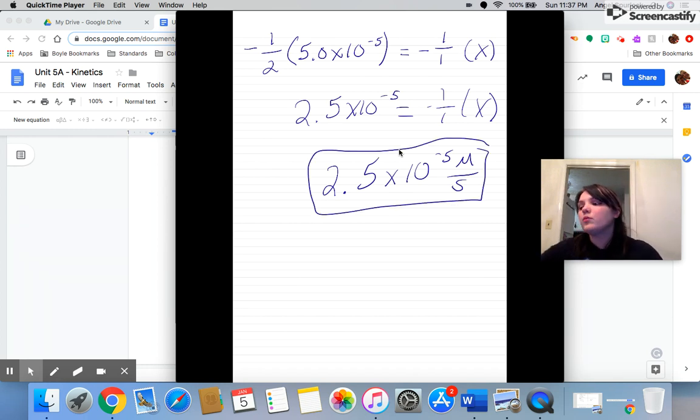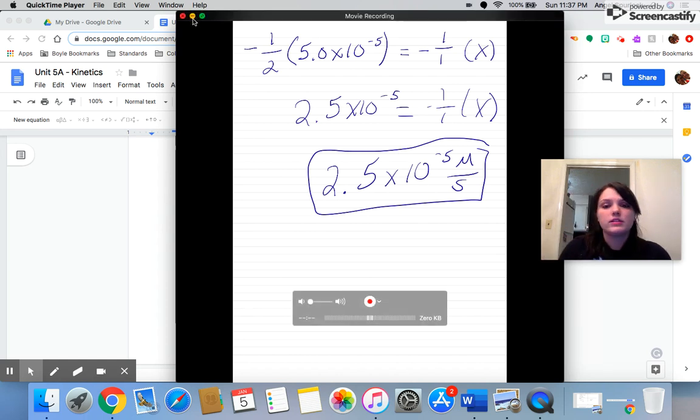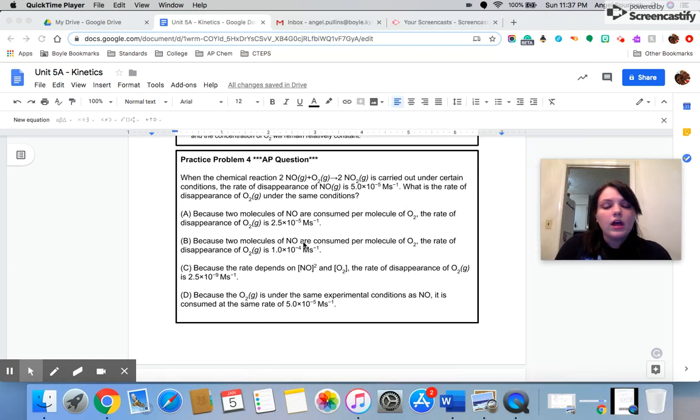Okay, so now that we know that, we can go and see what our answer should be. I can see immediately that the only answer choice that contains the math that we just came up with is A. A is the only one that says the rate of disappearance of oxygen should be 2.5 times 10 to the negative fifth. Let's make sure the first half of A makes sense, because if it doesn't, we did something wrong, right?